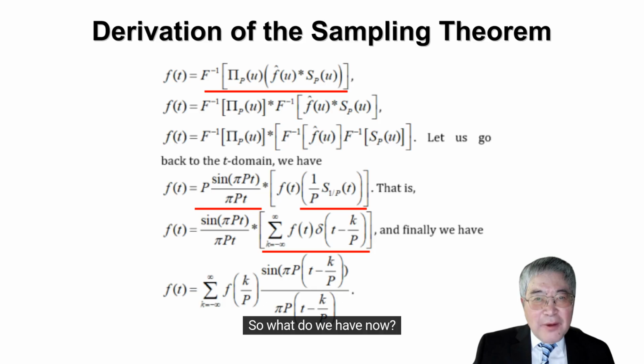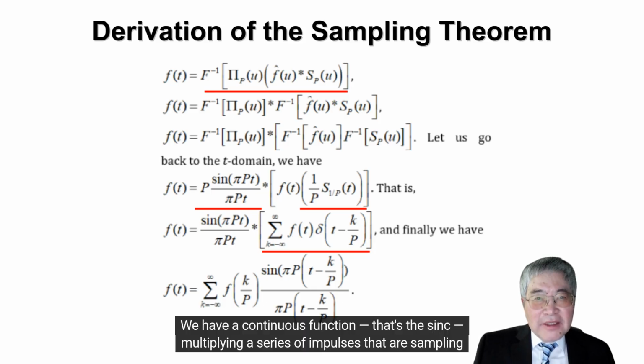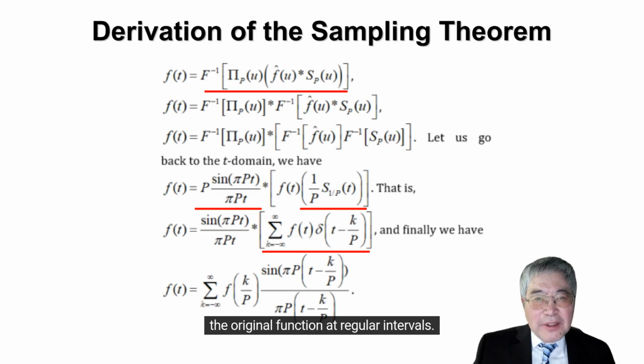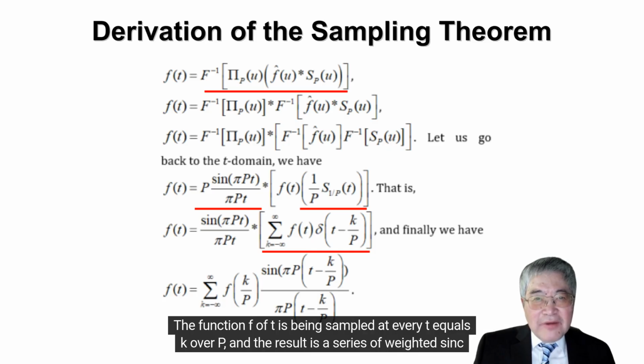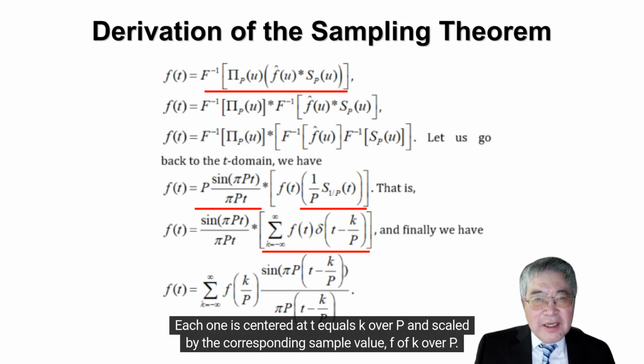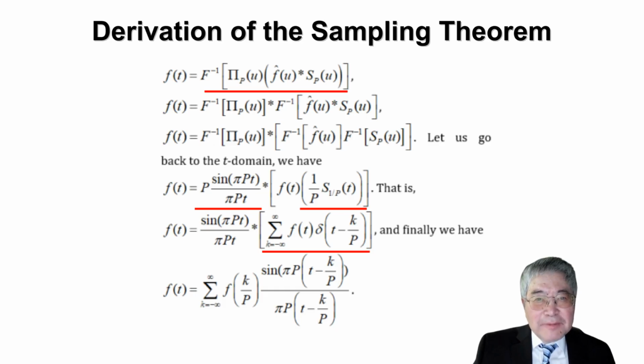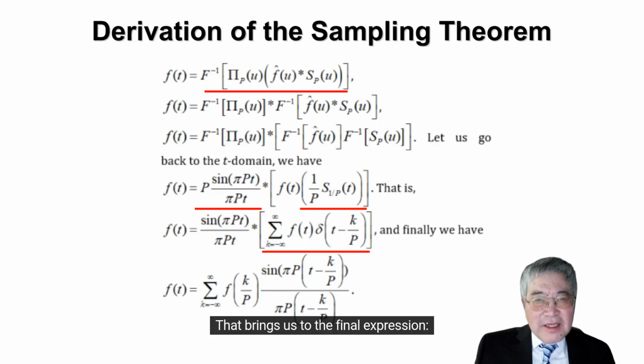So what do we have now? We have a continuous function, that's the sinc, multiplying a series of impulses that are sampling the original function at regular intervals. This is the essence of the sampling process. The function f of t is being sampled at every t equals k over p, and the result is a series of weighted sinc functions. Each one is centered at t equals k over p and scaled by the corresponding sample value, f of k over p. That brings us to the final expression.